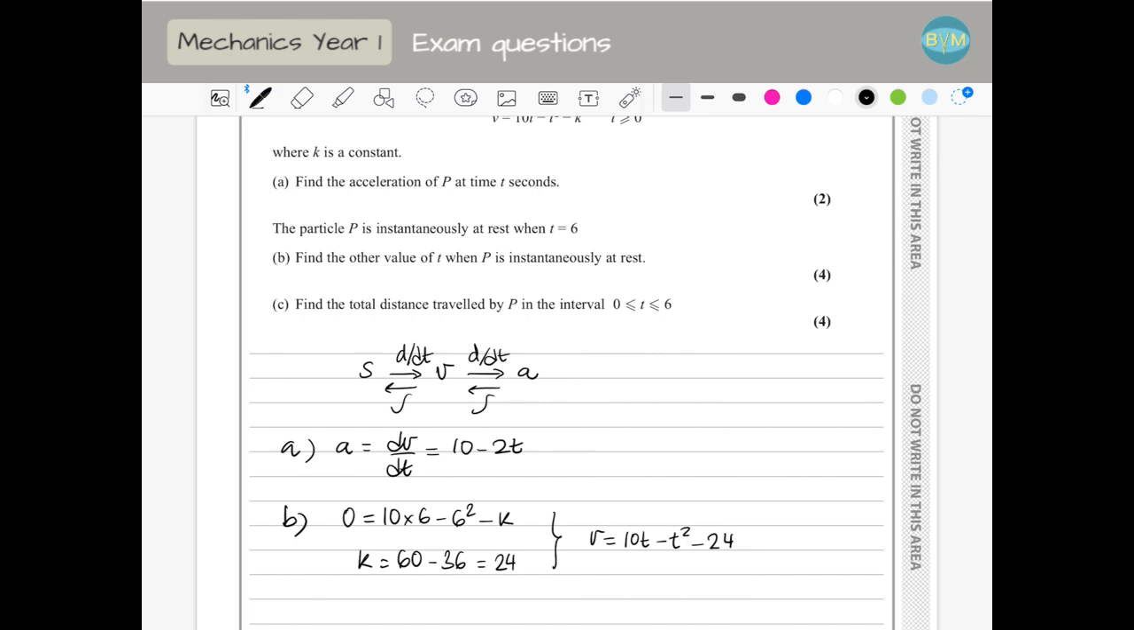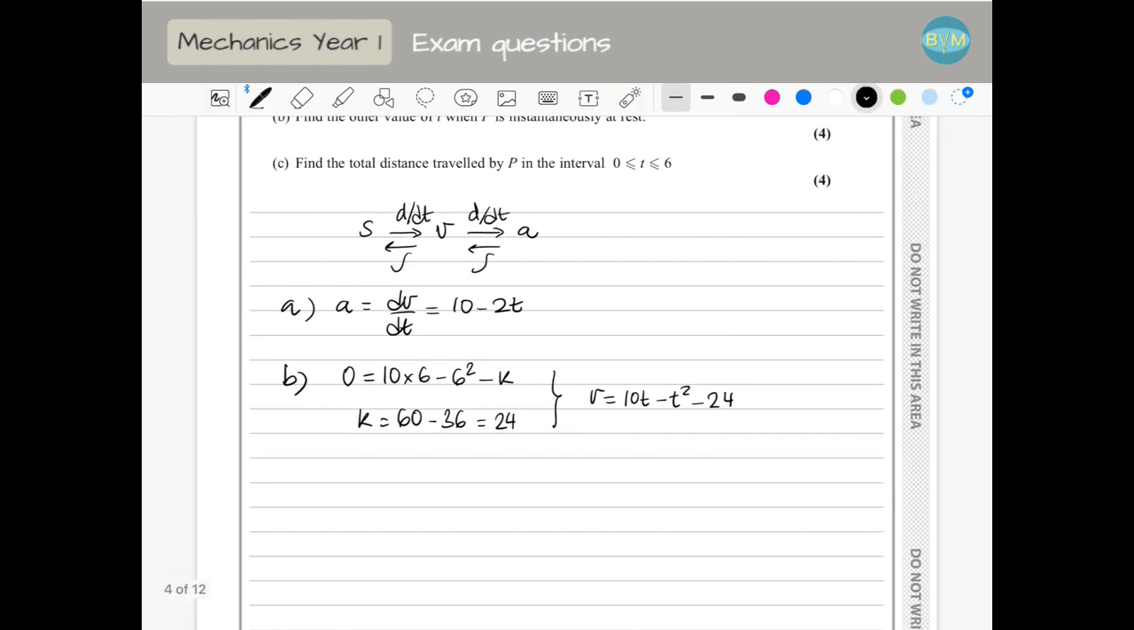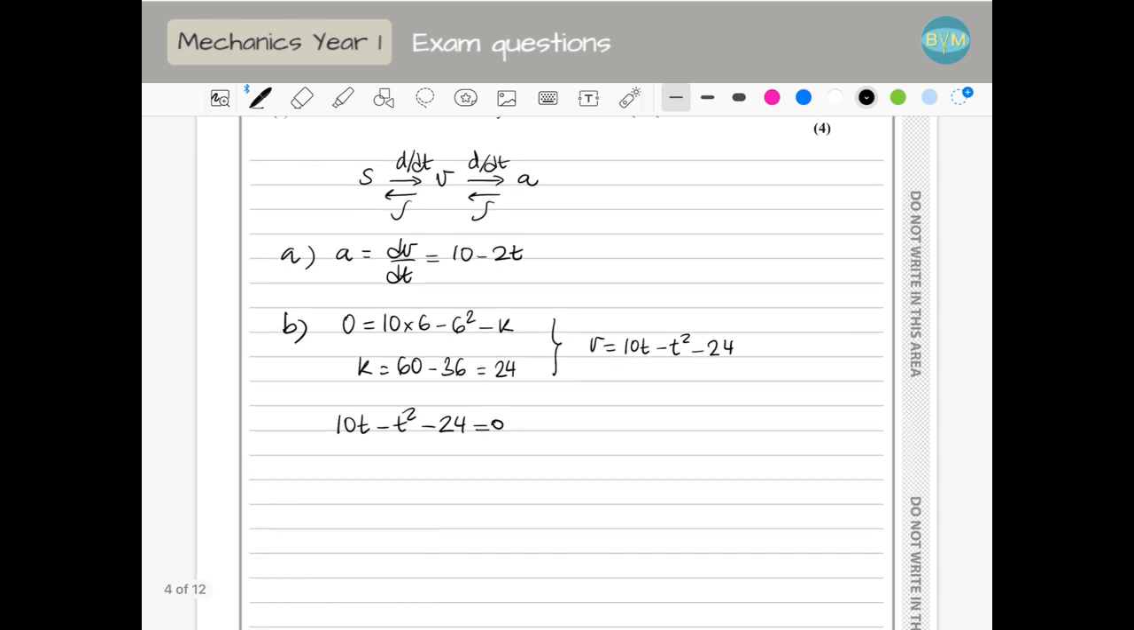With this one, we are making it equal to 0. We will be able to find the other time when the velocity is 0. So we are going to solve 10t minus t squared minus 24 equal to 0. One of the values is going to be 6. We are looking for the other one.